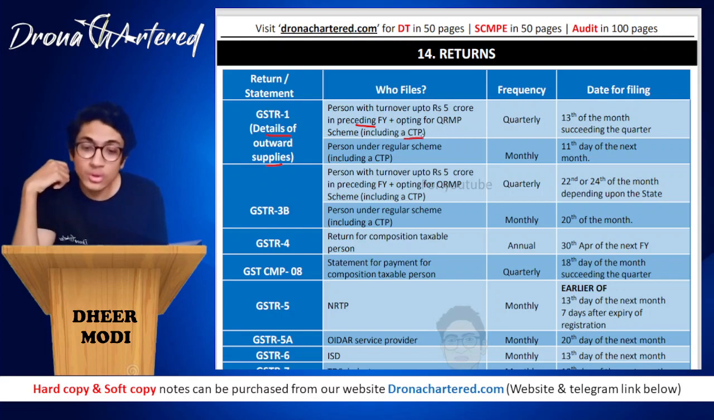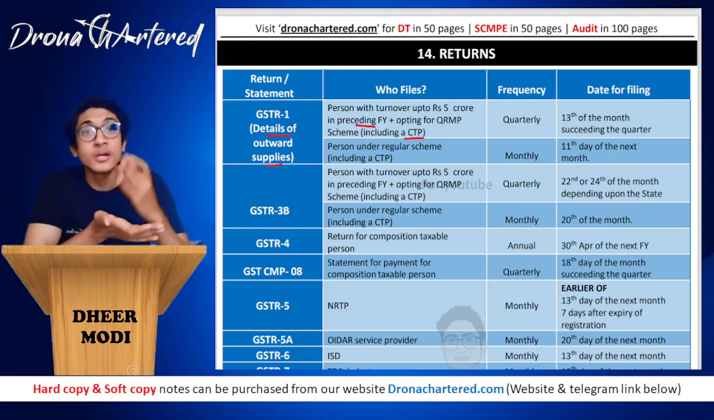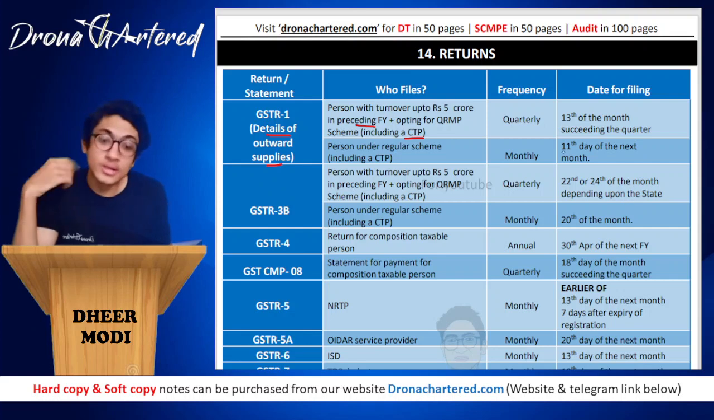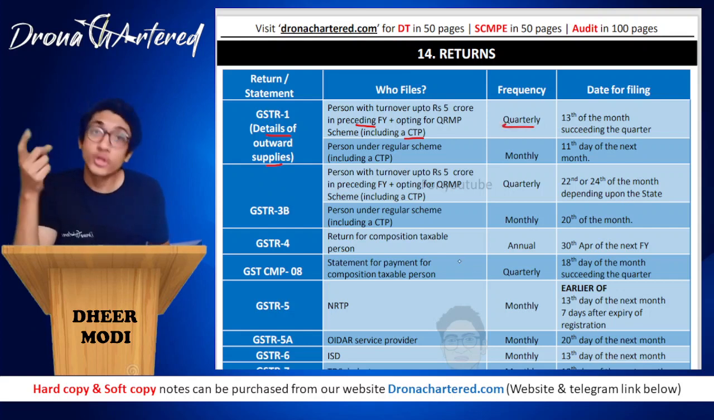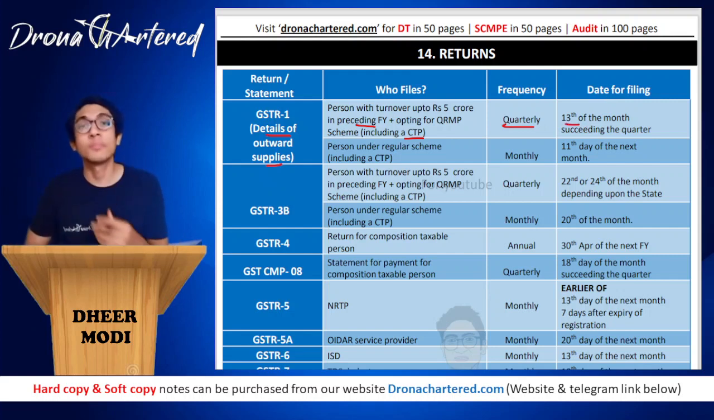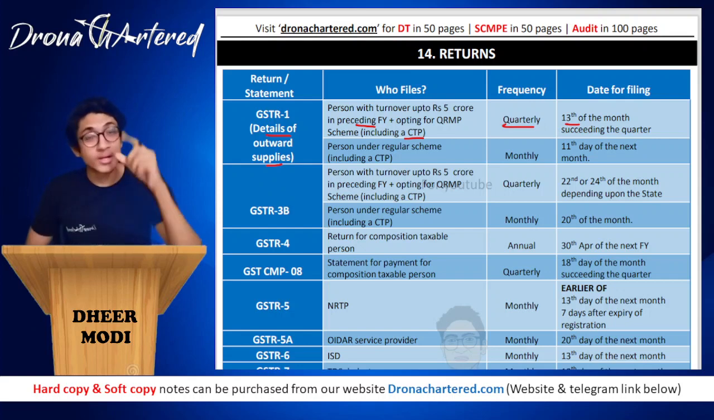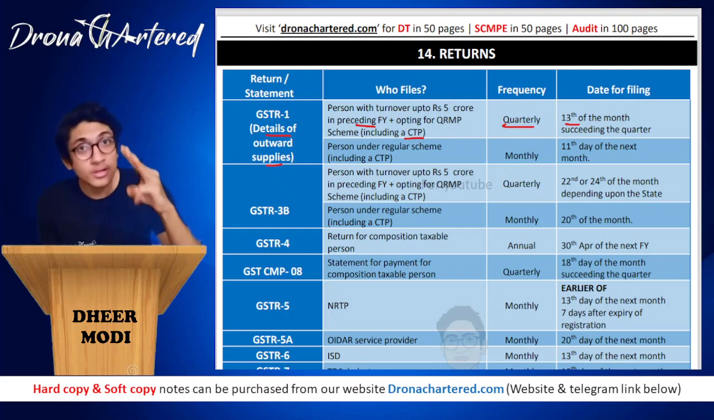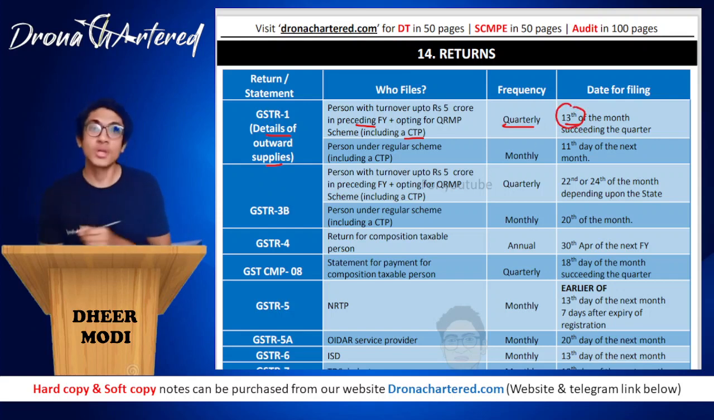Now this also includes your casual taxable person. So if the turnover is less than 5 crores and the person has opted for the QRMP scheme, QRMP's full form is quarterly return monthly payment. Therefore your return will be filed quarterly, but your payment will be done monthly. The date of filing of return will be the 13th of the month succeeding the quarter. For example, if your quarter was April to June, that is April, May and June, remember in a quarter there are 3 months, this quarter's return you have to file by the 13th of July.